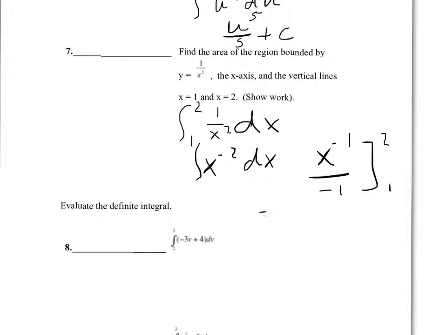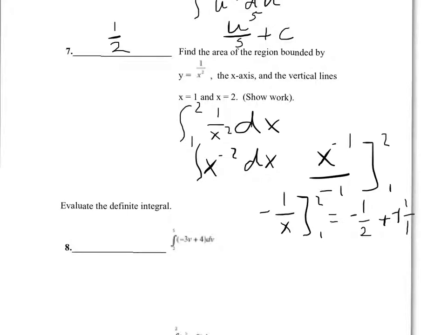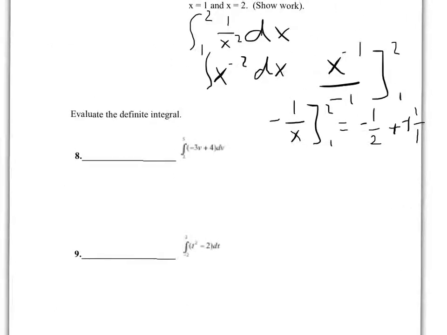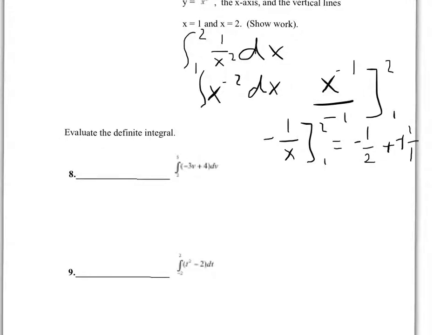So let me just write this out. So it's -1 over x, and then it's 1 to 2. So that should be -1 over 2 minus -1 over 1. That changes to a plus. So -1/2 plus 1 is +1/2. Okay, let's look at number 8. Sorry. Number 8, let's see, we have the definite integral.